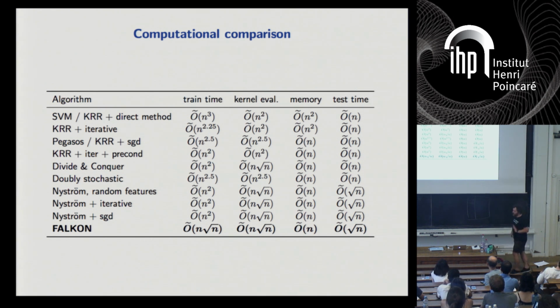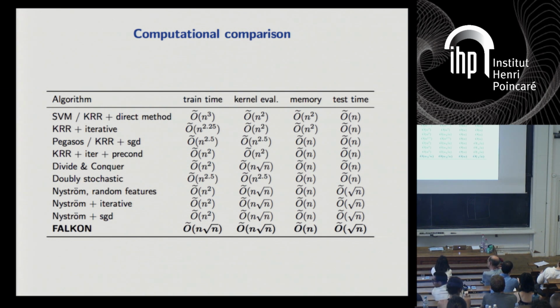Okay? One point to notice is that because we use random projection, when you have to use the function, our algorithm only depends on square root of n parameters. So the actual evaluation, the testing, is pretty fast. If you have 1,000,000 points, you're just going to need 1,000 points to make your prediction.